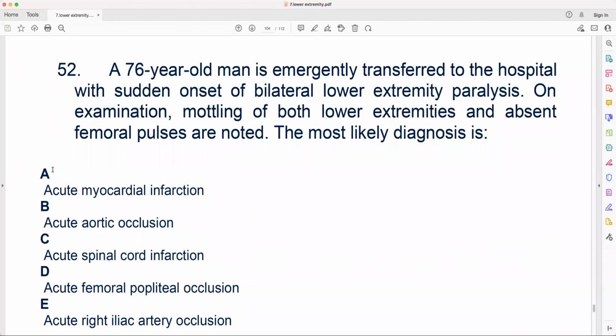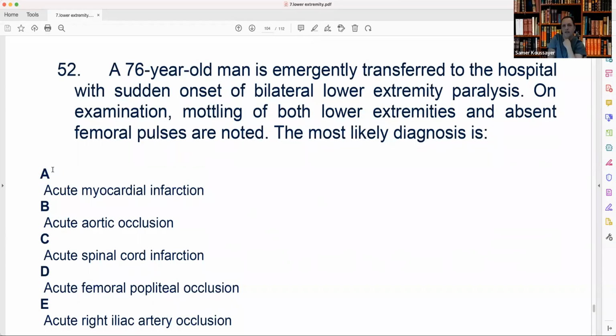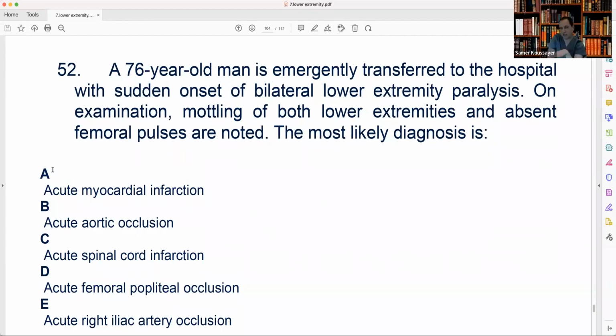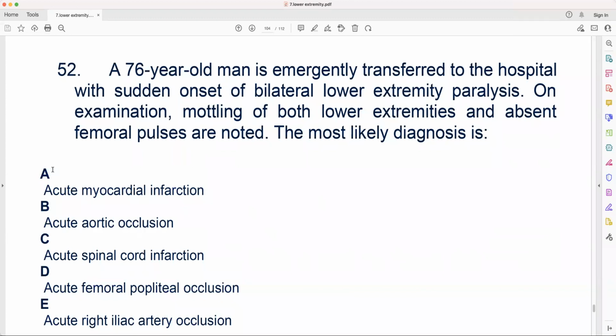I think. Yeah, but this one, they said emergently, right? Okay. So something happened suddenly, and we lost both legs. We're talking about both legs, so that means it's at the level of the aorta. Yeah, because acute MI is not the right answer. B, acute aortic occlusion.